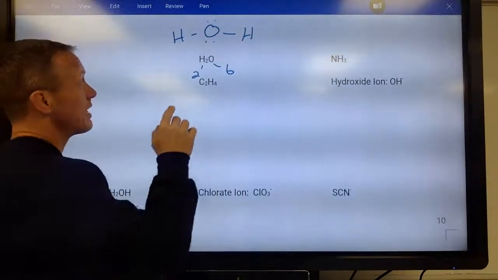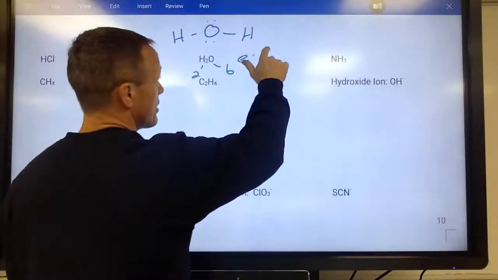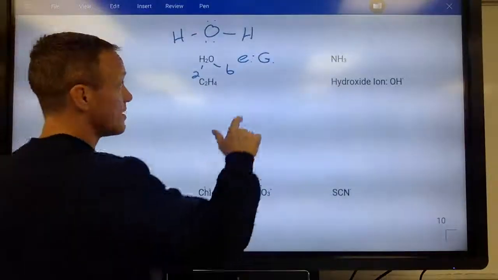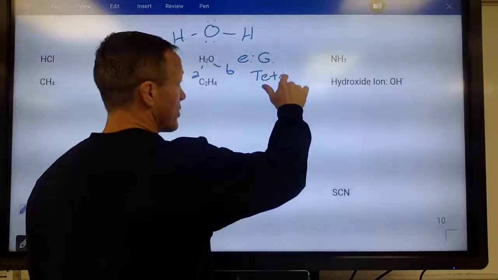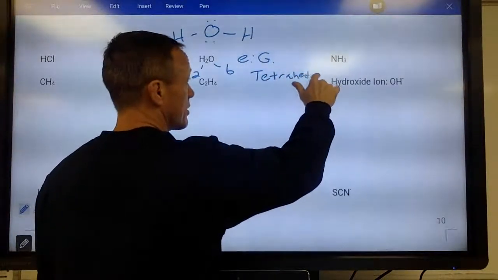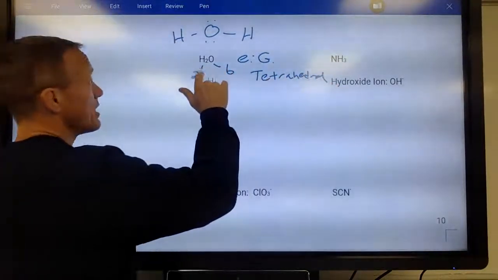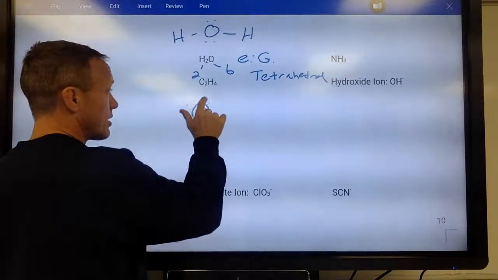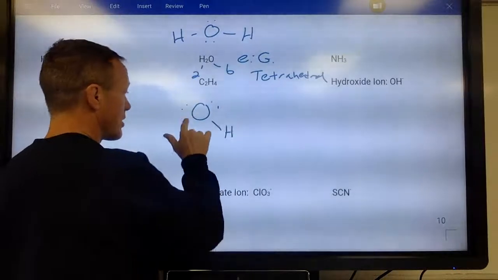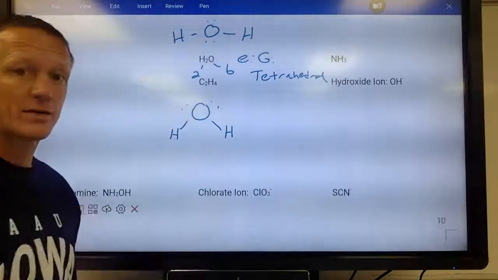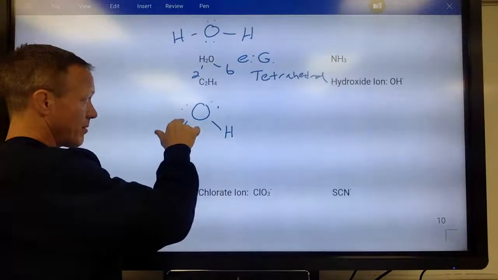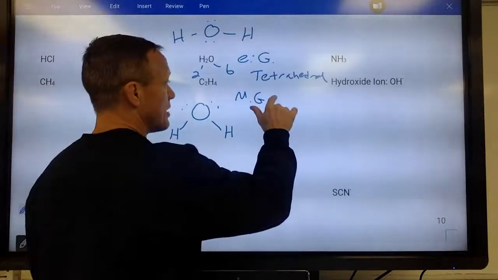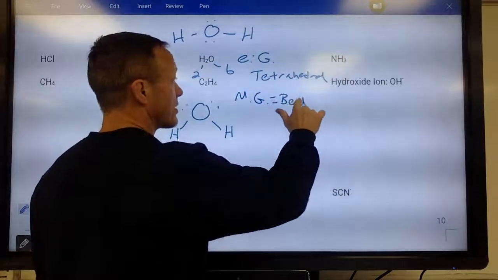4 electron pairs. So the electron geometry, I'm going to label as EG, would be tetrahedral. There's 2 unshared pairs around the central element, so the molecular geometry would be bent. If I drew water correctly, it would actually look like that. So molecular geometry, MG, bent.